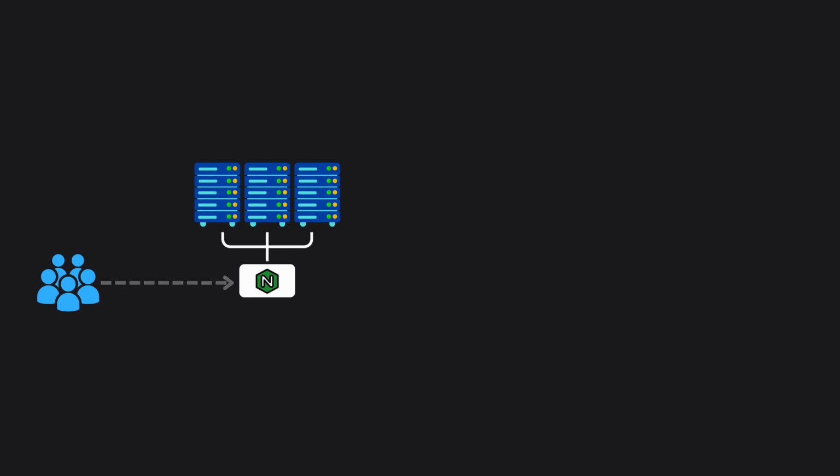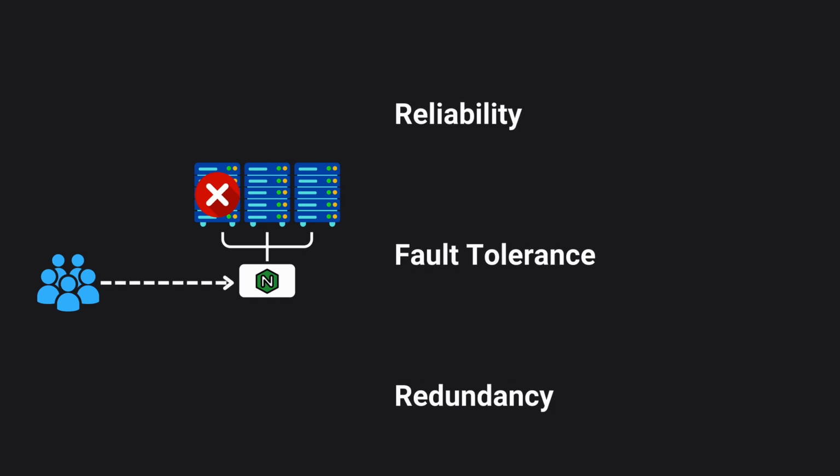This could mean implementing redundant systems, ensuring there is always a backup ready to take over in case of failure. Or it could mean designing our system to degrade gracefully, so even if certain features are unavailable, the core functionality remains intact. To measure this aspect, we use reliability, fault tolerance, and redundancy.